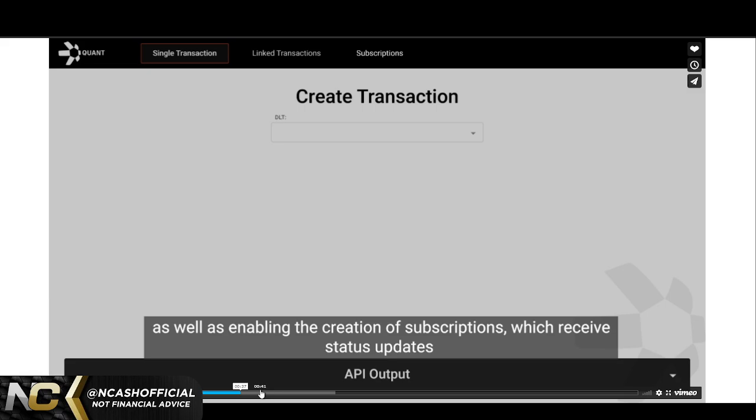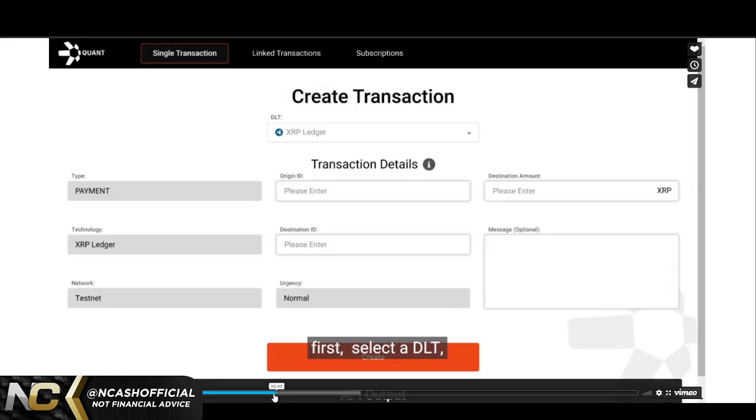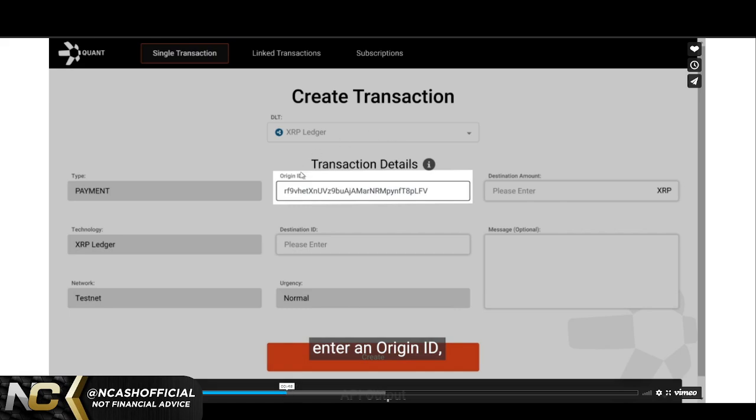You create a transaction. Now this is the DLT. So any DLT. This could be XRP. This could be HBAR. It could be pretty much anything, right? So they're actually using the XRP Ledger. There's actually only 3 ledgers on here, which are Bitcoin, Ethereum, and XRP, because Quant already has a connection with Ripple XRP. So we do see that to create it, you're going to use a payment.